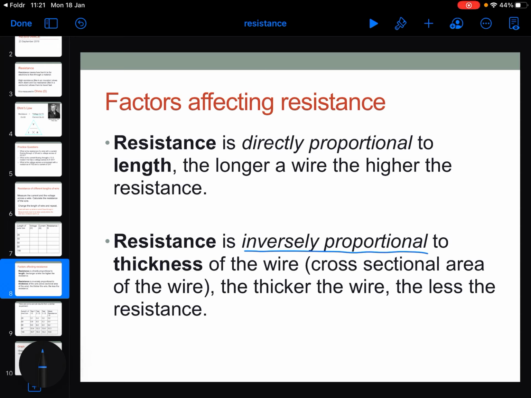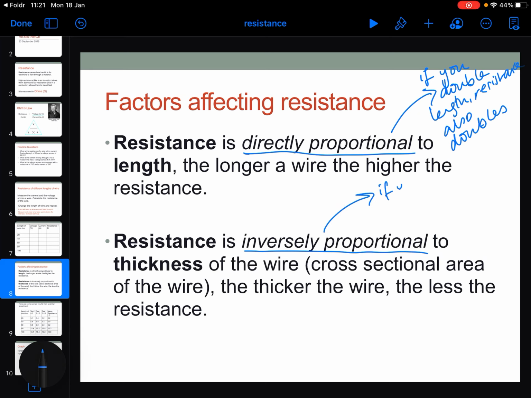Now, in fact, should we take a pause and just go over directly proportional? If you double one, so if I doubled length, resistance also doubles. It's the easiest way of understanding directly proportional. Inversely proportional, however, is the opposite. If you double the area, because now we're looking at area and resistance, you halve the resistance. So if one gets bigger, the other gets smaller. You double one, you halve the other.